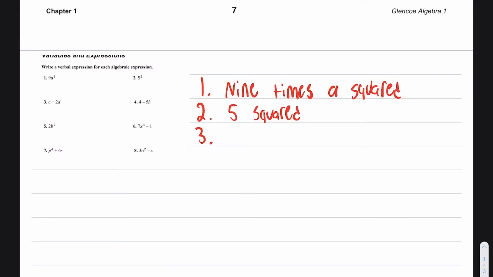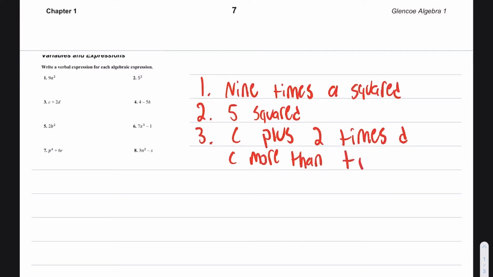C plus 2D. Whenever you say the number and the letter, that means that those two are multiplying. So we have C plus 2 times D. The other option you could have for this is C more than twice D. There's more than one way that you can write these verbal expressions.